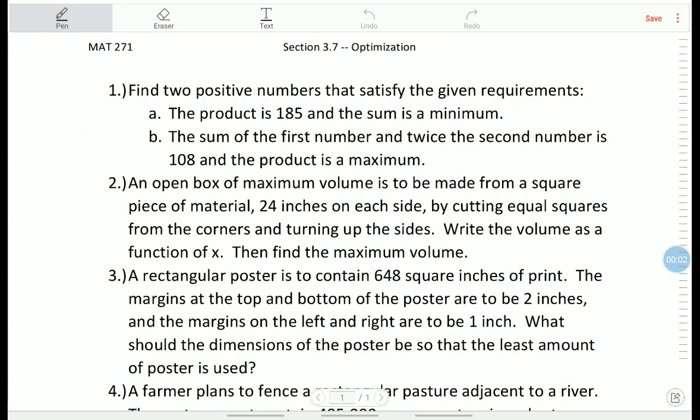Hi guys, this lesson is about optimization. This is section 3.7. So let's start with a few problems. Let's look at the first one. We want to find two positive numbers that satisfy the set of given requirements.